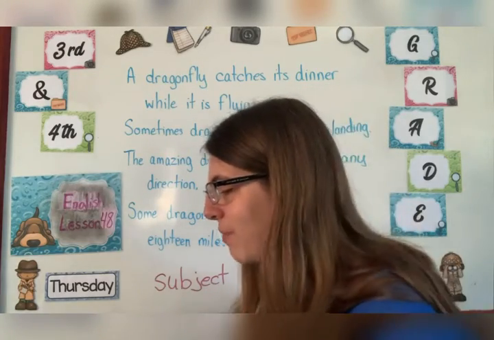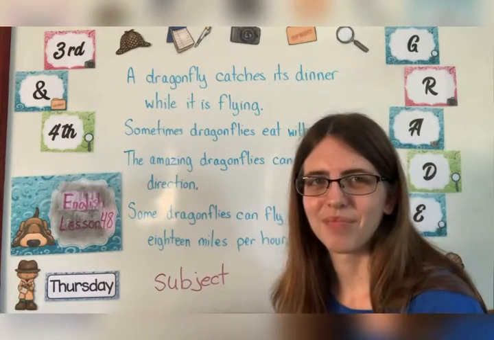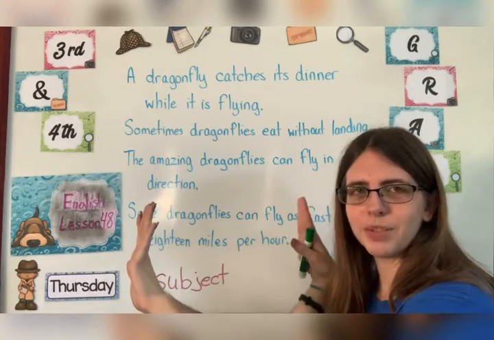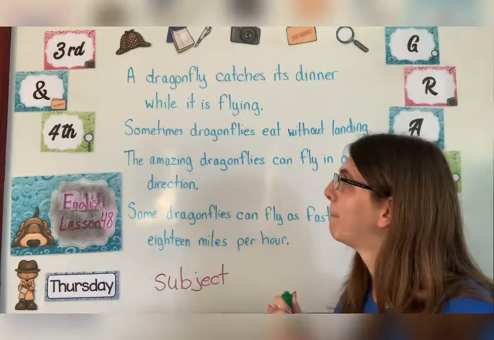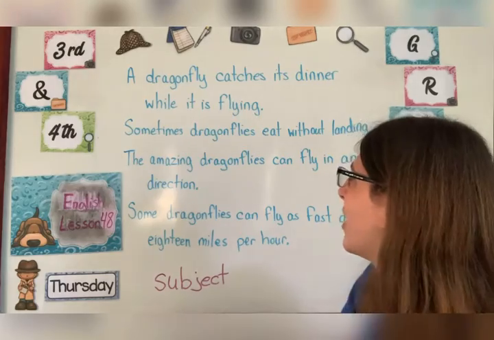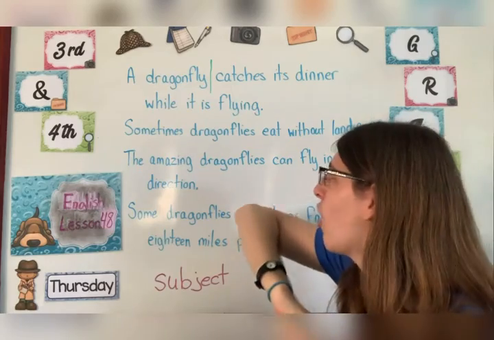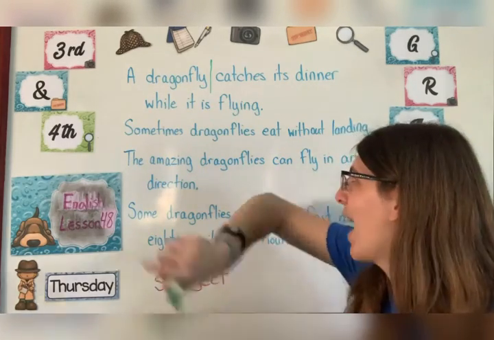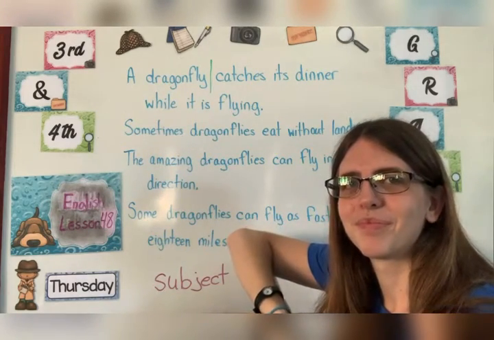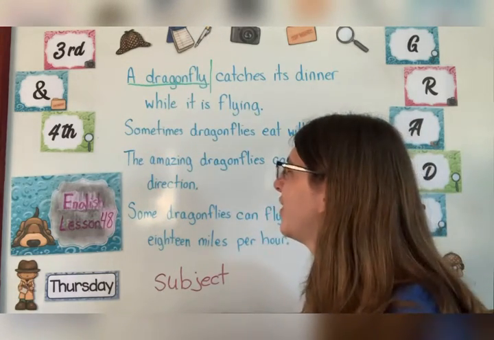All right, our turn. A dragonfly catches its dinner while it is flying. So let's find the 2 parts. What's the who or what, and what is happening? Well, we have a dragonfly, and then we have catches its dinner while it is flying. So what happened is that the dinner is being caught while it is flying. The dragonfly, that's who or what, catches. So what's the subject? A dragonfly. Good job.